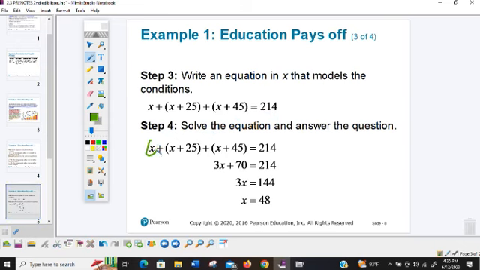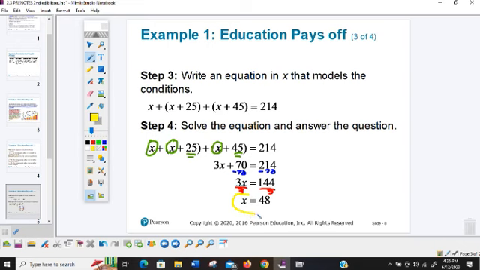Let's combine our terms. We have X, X, X here. That's 3X plus 25 and 45 adds to 70 equals 214. Now the next step, we would subtract 70 from both sides. And when we do, we get 3X equals 144. To get X alone, they multiply by 3, so we divide by 3. And what we found out is X is equal to 48.